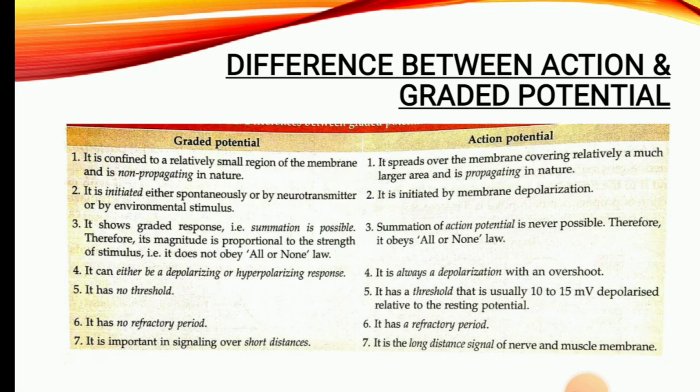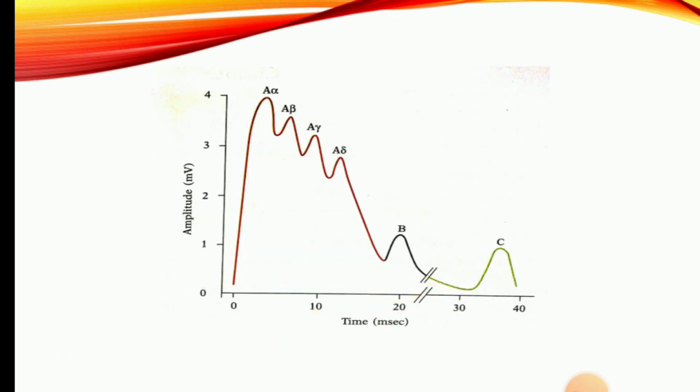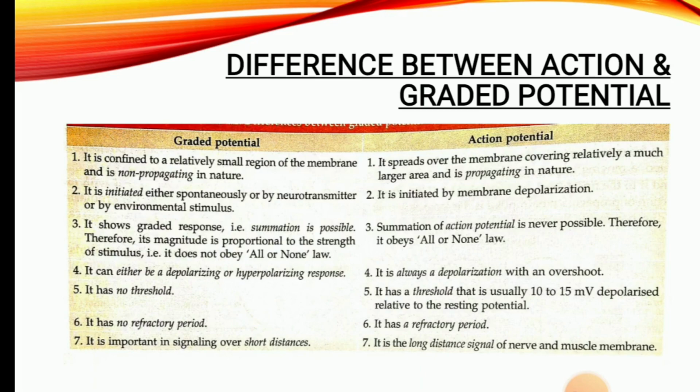Next we can see graded potential does not follow all or none law, whereas the action potential follows all or none law. The graded potential has no threshold, whereas the action potential has a threshold. Graded potential shows no refractory period and is for short distance signal transmission, whereas the action potential has a refractory period and shows long distance signal transmission.